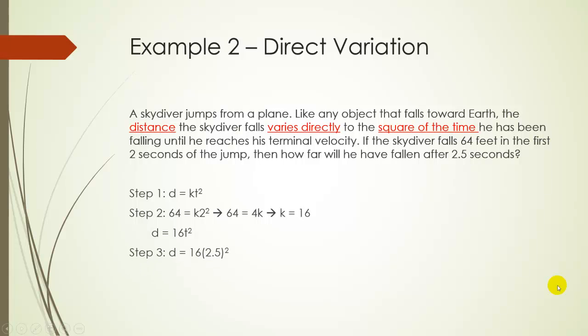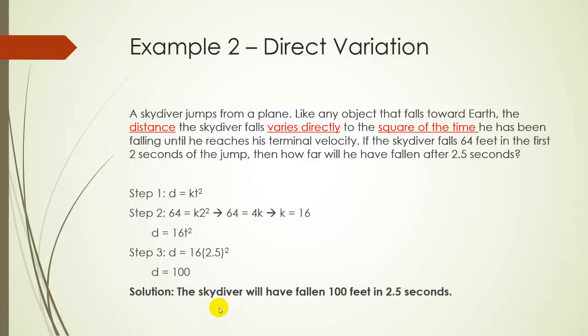For step 3, we want to answer the question. It says here, then how far will he have fallen after 2.5 seconds? So 2.5 seconds is a time, so let's plug that in for time. So distance equals 16 times 2.5 squared. And I just used a calculator at this point, and I got that distance was 100. Okay, so we know distance is 100. We know that in the second part, distance was measured in feet. Therefore, this would be 100 feet. So the skydiver would have fallen 100 feet in 2.5 seconds.